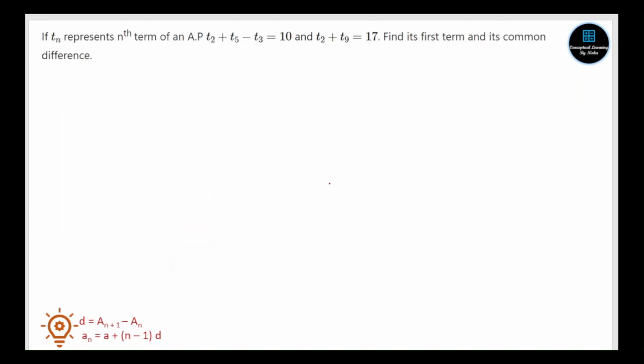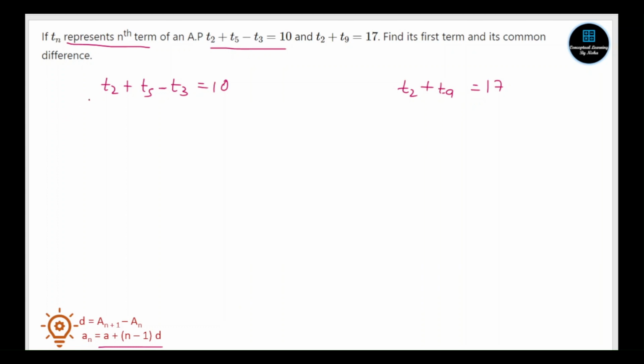Now here is the interesting question. See, Tn is the nth term, and they have given that T2 plus T5 minus T3 equals 10. That means second term plus fifth term minus third term equals 10. Also they have given that T2 plus T9 equals 17, meaning second term plus ninth term equals 17. Alright. Now what is the general term? Tn equals a plus (n minus 1) into d. So we'll substitute it.